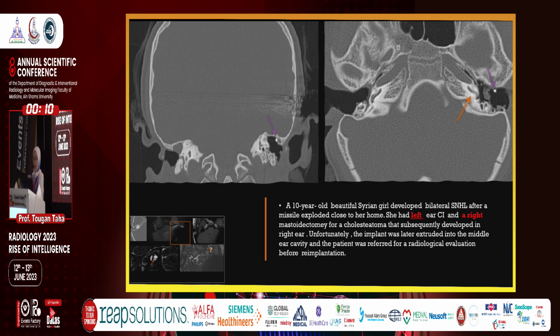My last case, a 10-year-old Syrian girl, developed bilateral sensory neural hearing loss after a missile exploded close to her home. She had left ear cochlear implant and a right mastoidectomy for a cholesteatoma that subsequently developed in the right ear. Unfortunately, the implant was later extruded into the middle ear cavity and the patient was referred for a radiological evaluation before re-implantation.